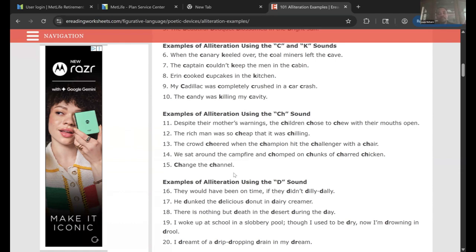Okay. Let me read it again so that we know how to pronounce the sh sounds. Despite their mother's warning, the children chose to chew with their mouths open. The rich man was so cheap that it was shilling. The crowd cheered when the champion hit the challenger with a share. We sat around the campfire and chomped on chunks of shared chicken. Change the channel. Okay, that's good.